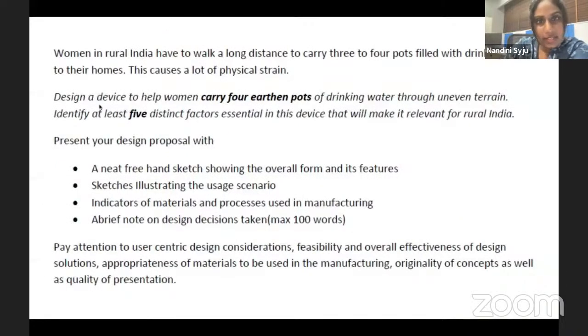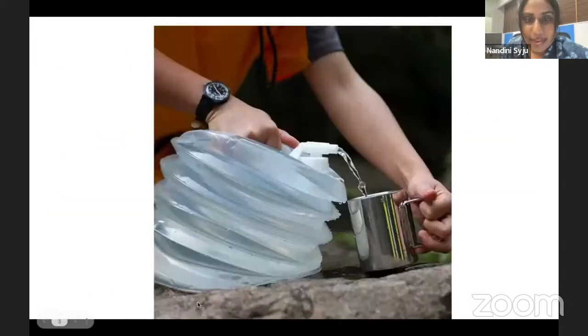It said carry 4 earthen pots. So we are not supposed to design something to carry water, right? This is a mistake that 90% of the students made in this year. In the year this paper was there, they did not design to carry the pots, they designed to carry the water. And even I tried to do the same thing in the beginning, and then I went back to the question, and then I realized, no, you have to design something to carry the brittle, bulky thing that is the earthen pot. So now this makes the question much more difficult. And so let's go back.